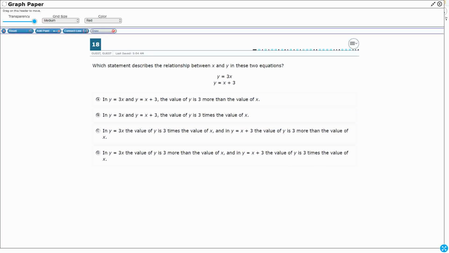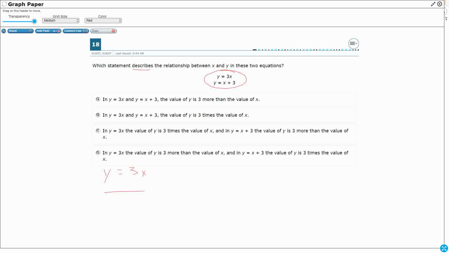All right, so we've got two equations here. And we simply need to describe, so we're going to need to use words to describe the relationship between these two equations. So let's just put both of them down here. And I want to just make a small little table of values just to see what we have here. And so I've got y equals 3x, and then y equals x plus 3. Let's just plug in 0, 1, 2, and 3 for each of them.